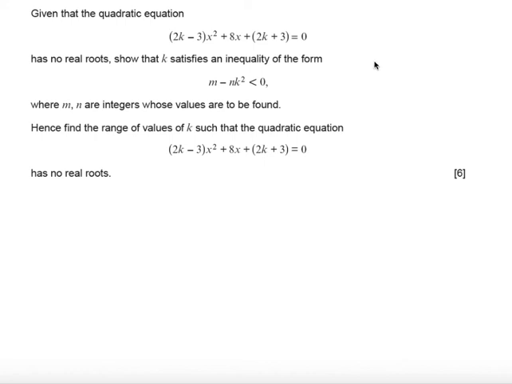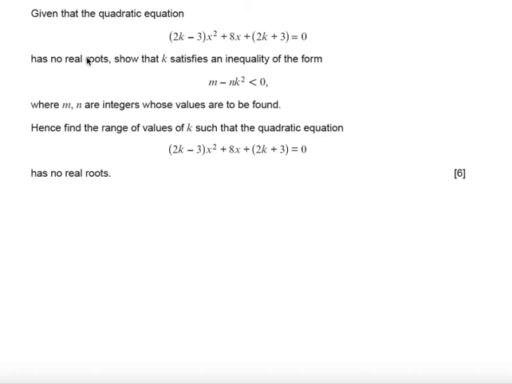In this question, we're told, given that the quadratic equation (2k - 3)x² + 8x + (2k + 3) = 0 has no real roots, show that k satisfies an inequality of the form m - nk² < 0, where m and n are integers whose values are to be found. Hence, find the range of values of k such that the quadratic equation has no real roots.